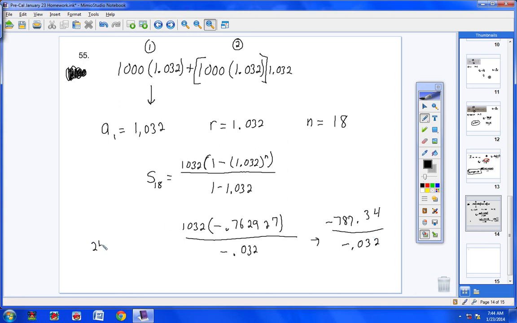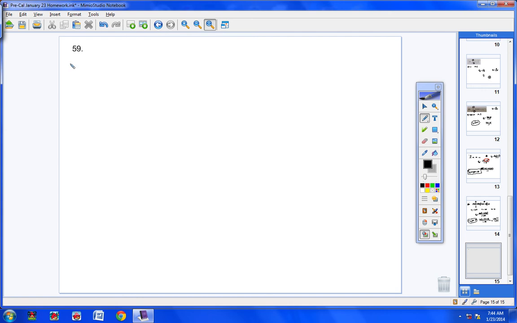Now we're off a little bit compared to the book, but once again I believe that's because of the differentiation and what that first term should be. And I would show some leniency on a test either way on that. But that's how much money you would have after 18 years by just starting off with $1,000. Okay? Alright, one more problem, number 59, and we're finished.